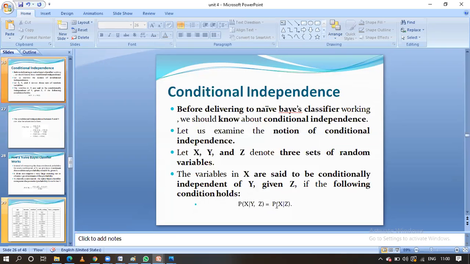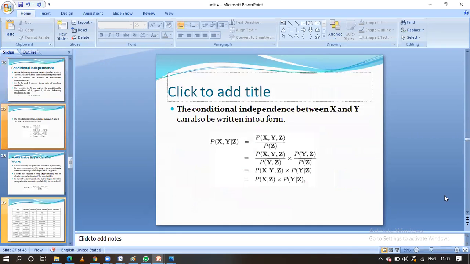Okay, this is the formula, right? This condition holds when x, y, z are three sets of random variables and x is said to be conditionally independent of y given z. We can replace it like this, with this one, right? This is related to conditional independence of x, y, z in the Naive Bayes classification. We have to know this before going to the Naive Bayes classifier.